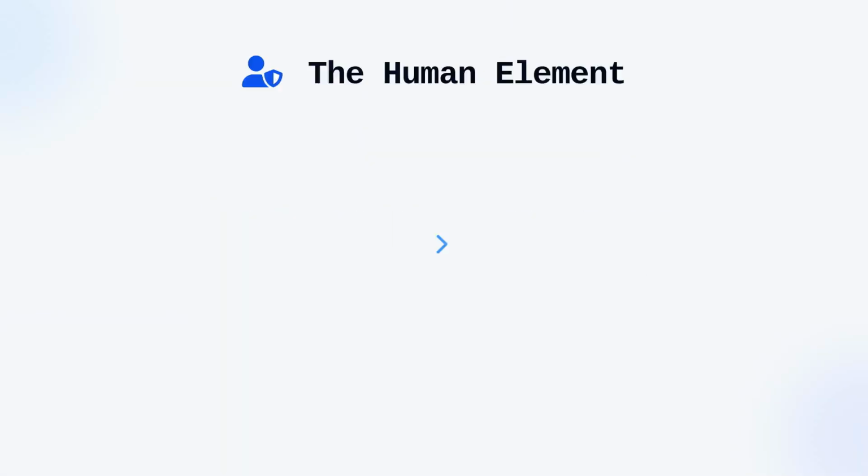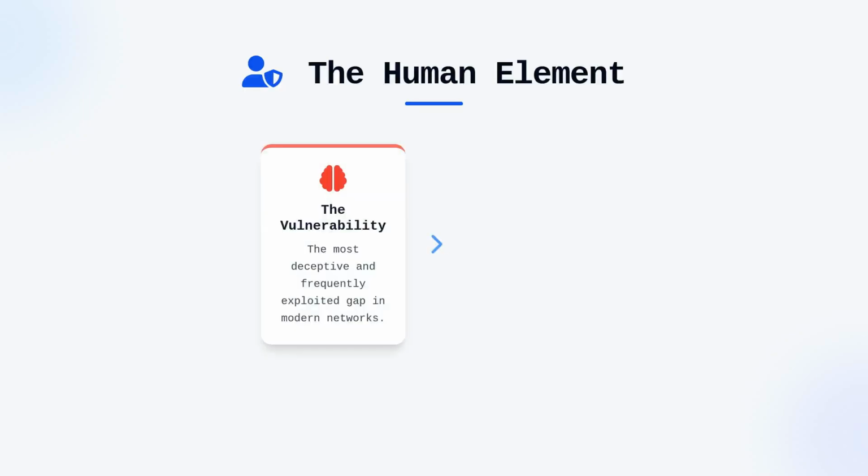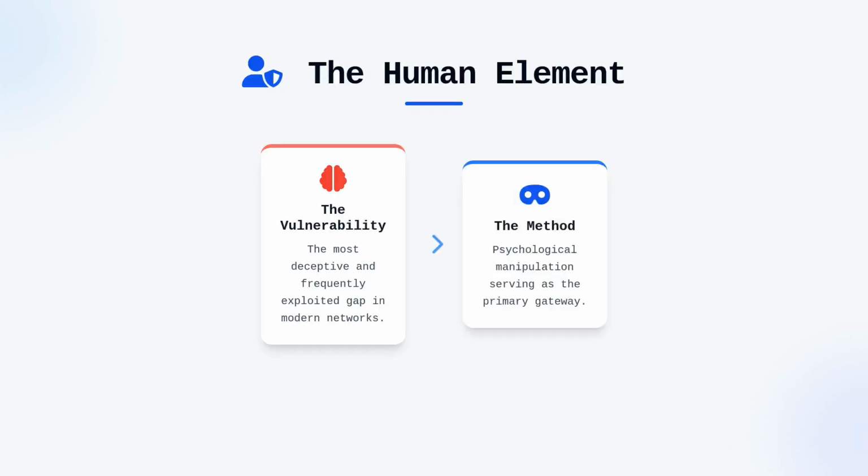Welcome to this module on the human element, where we address the most deceptive and frequently exploited vulnerability in modern networks. We will examine how psychological manipulation serves as the primary gateway for unauthorized access.